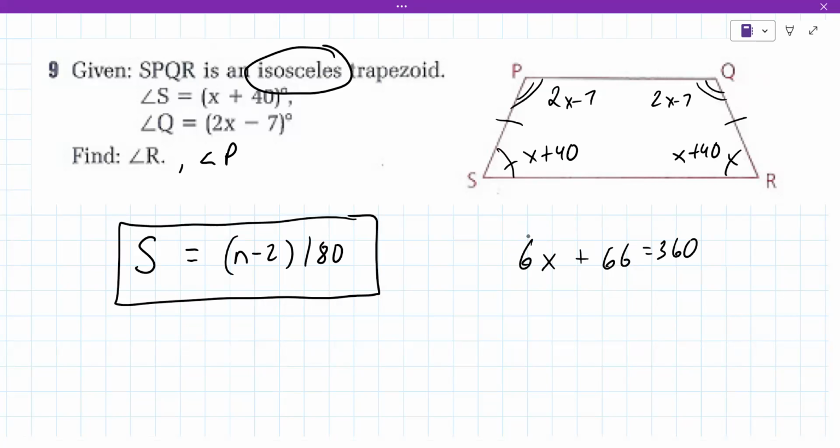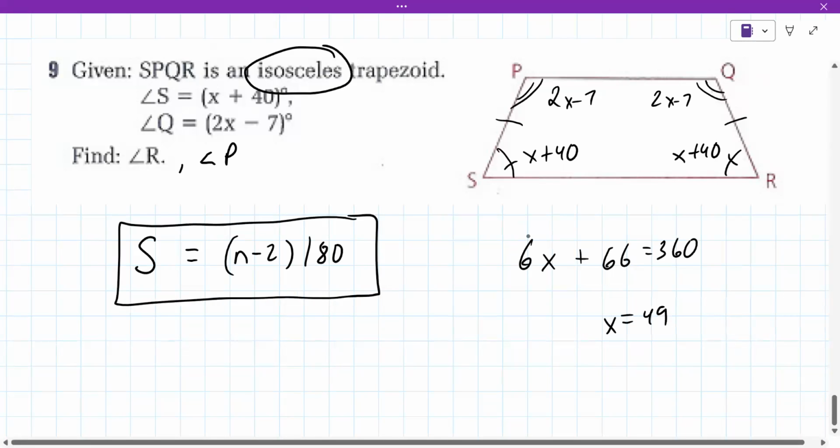Okay, I got 49. Fantastic. So that's x. Find angle R and angle P. Got to substitute that back in. Okay, so angle R would be 49.